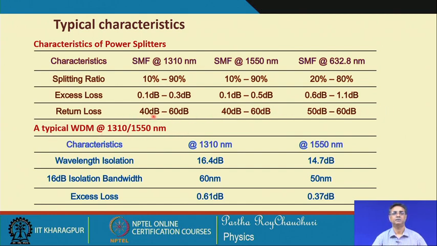Now, there are typical WDM characteristics. We will learn what a WDM is, how it can separate two wavelengths or combine two wavelengths. In that case, we define the excess loss for this wavelength and for that wavelength. Wavelength isolation, by definition, is 16 dB isolation for 16 nanometer.